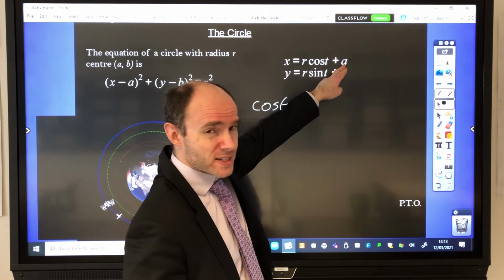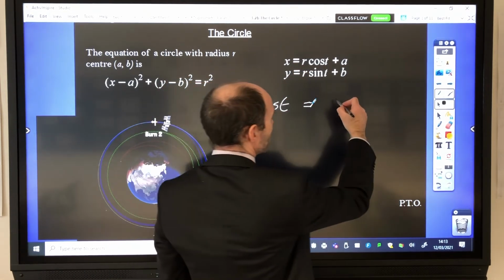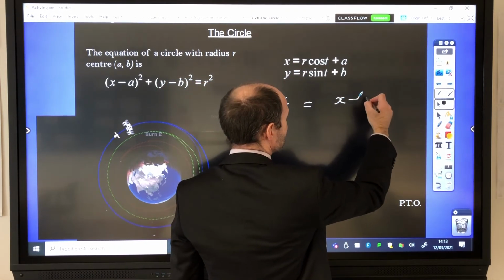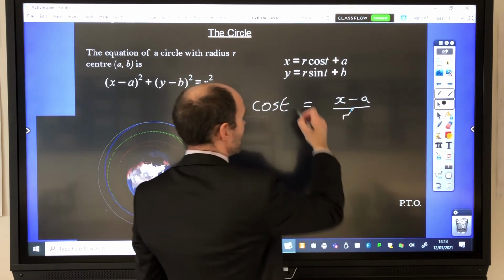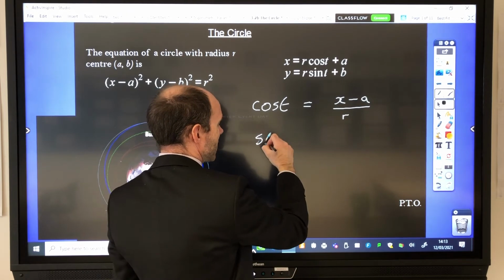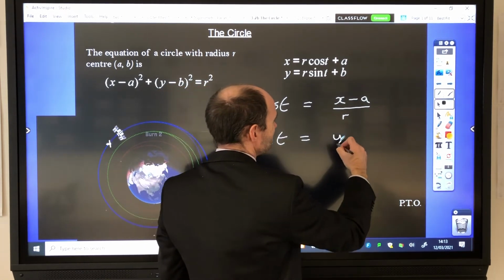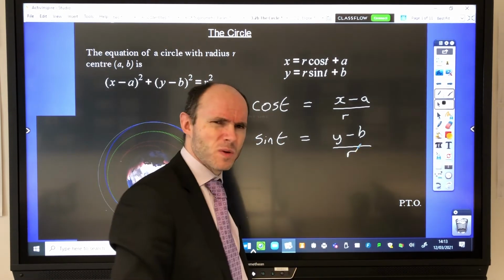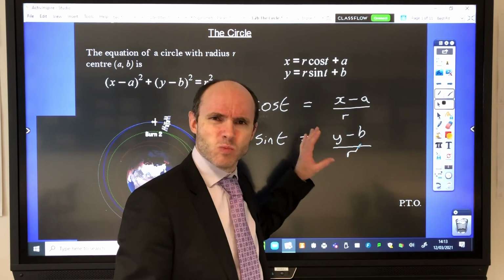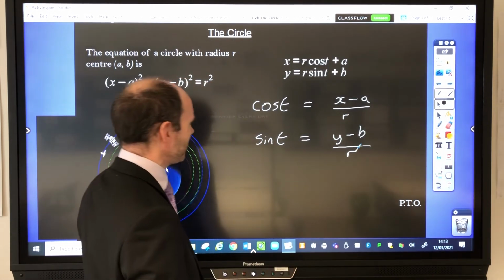If I subtract a and then divide by r, that will give me cos t the subject, wouldn't it? So I'm going to have x subtract a all over r, okay? And for this one, I'm going to make sine t the subject. So sine t is going to be y subtract b all over r, okay? I've not thought about this, but writing white on a black background is actually quite nice, isn't it? I quite like it.